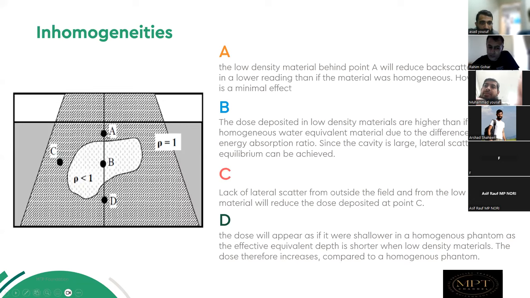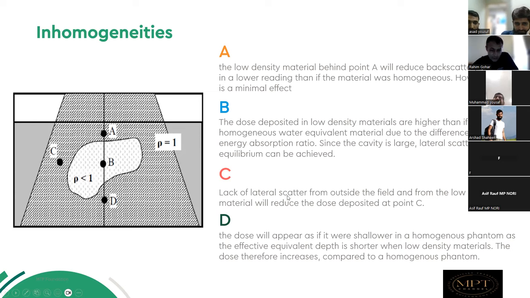Look, when you say point A, the A is getting less backscatter because of the lesser density. So definitely, if there is less backscatter, there will be a low dose. And the B, the dose deposited in the material is higher than in the water phantom due to the difference in the mass energy absorption ratio. Since the cavity is large, the lateral scatter will be achieved. The C, you are getting less lateral scatter.